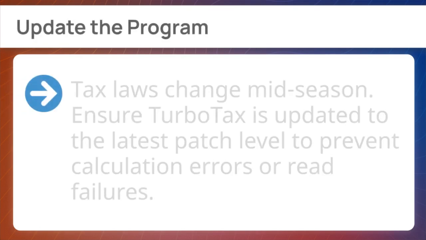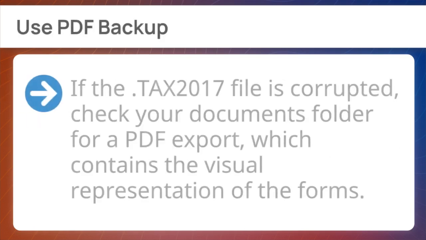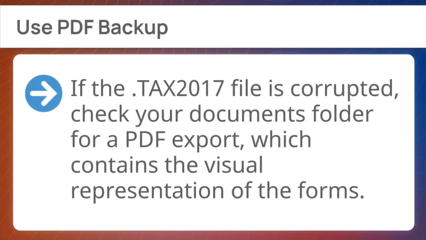Next, update the program. Tax laws change mid-season. Ensure TurboTax is updated to the latest patch level to prevent calculation errors or read failures. Finally, use PDF backup. If the .tax 2017 file is corrupted, check your Documents folder for a PDF export which contains the visual representation of the forms.